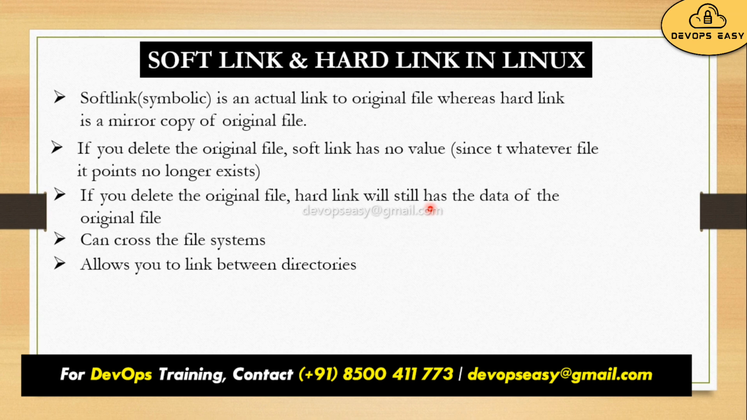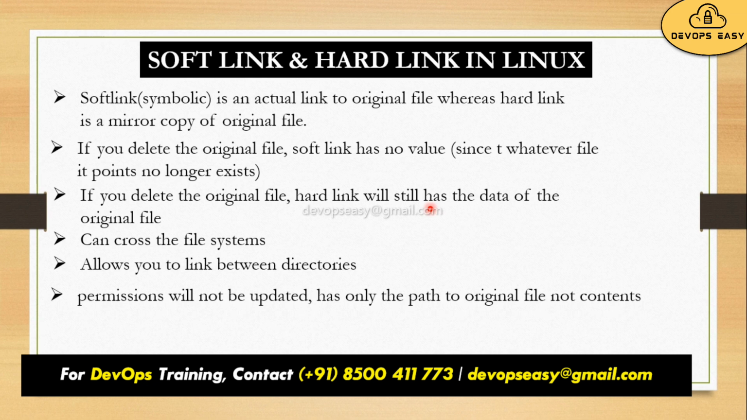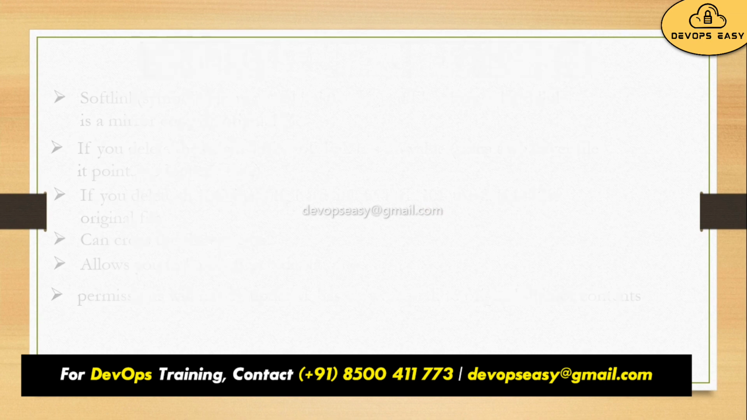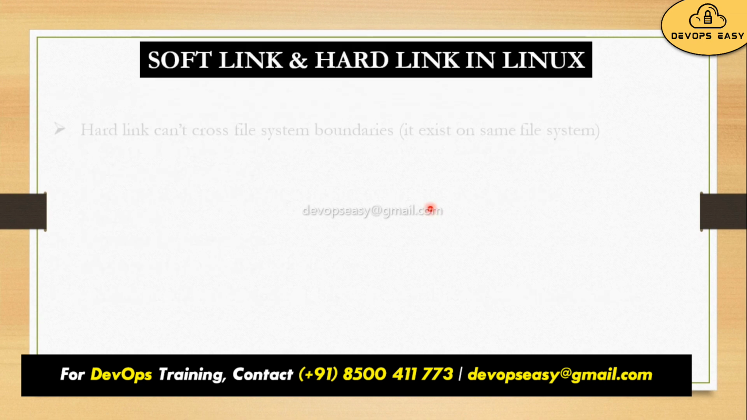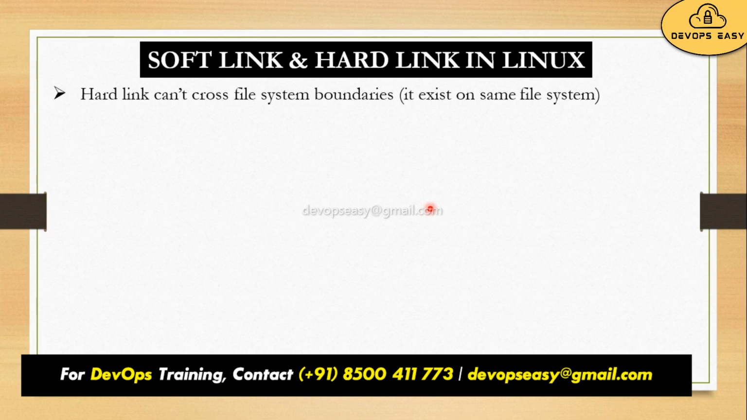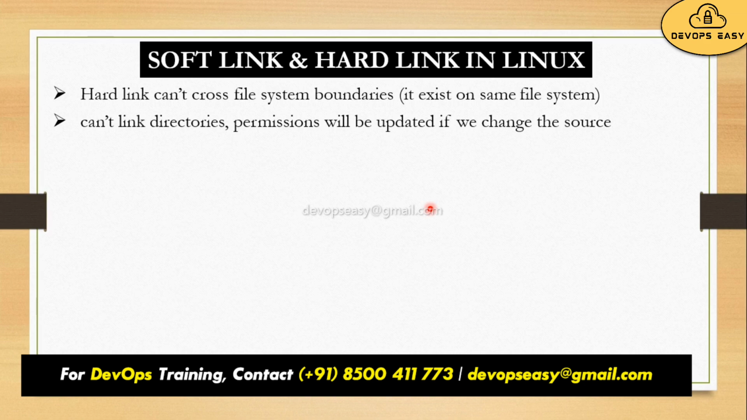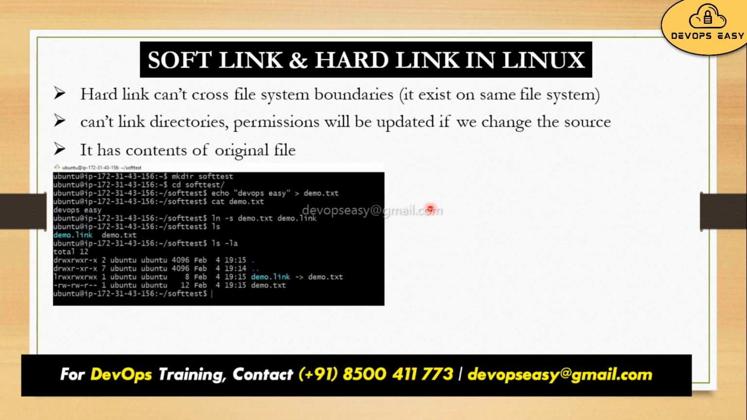So coming to soft link, it can cross file systems. It allows you to link between directories as well, right? Permissions will not be updated, as it holds only the path to the original file, not the contents. So these are the restrictions kept by soft link. Hard link cannot cross system boundaries. It can't link directories. Soft link is able to link directories, but hard link cannot link directories. Here permissions will be updated. Right, in the hard link you will have the contents of the original file.